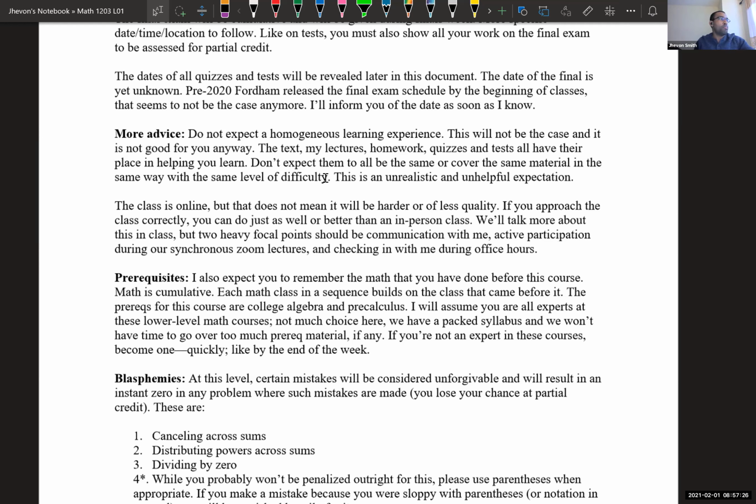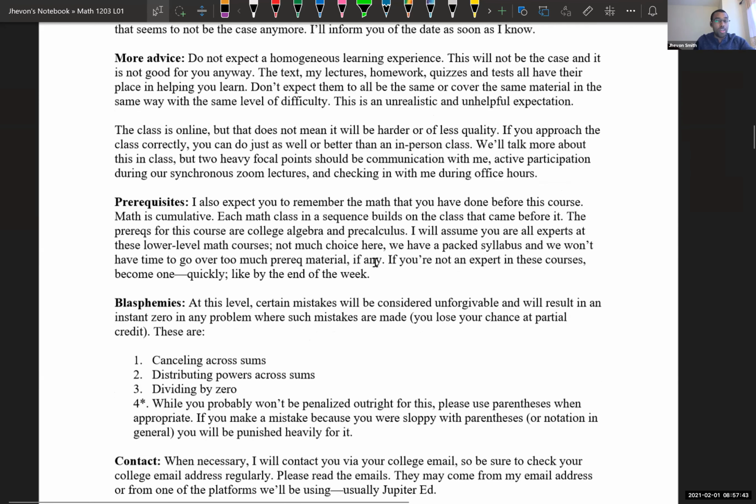So if you feel like, oh, the test was harder than the homework, yeah, that's kind of supposed to be the case. So don't complain about that. They test you at different levels, and that's normal. That's how it's supposed to be. It shouldn't be one difficulty level. You have to get up to speed.